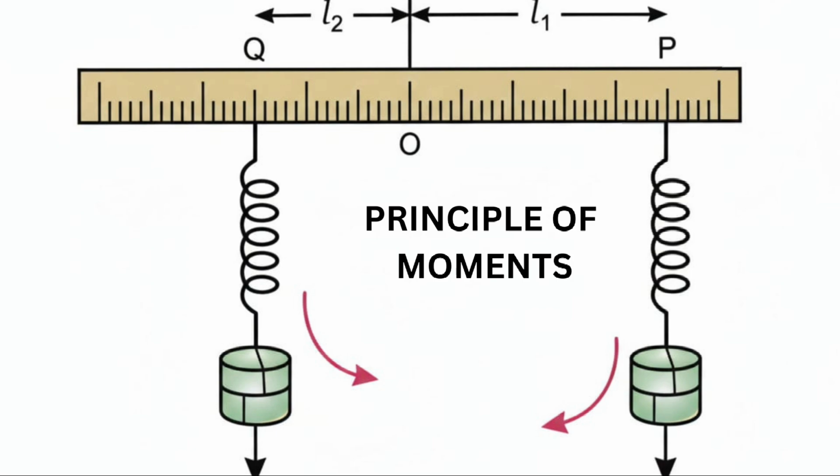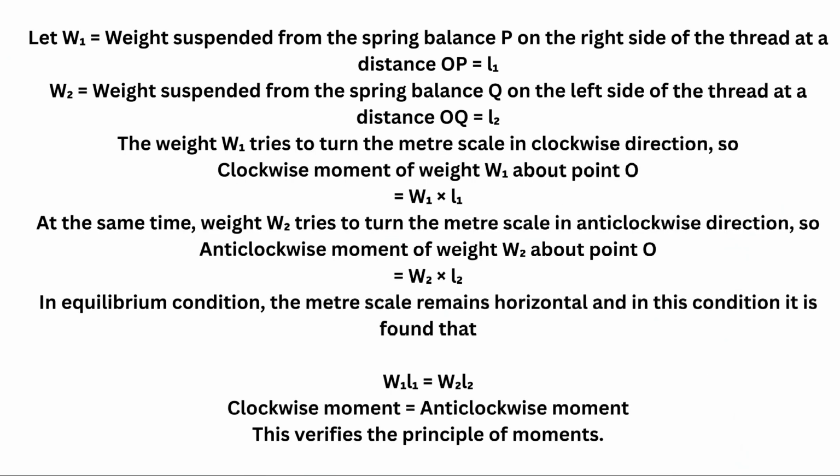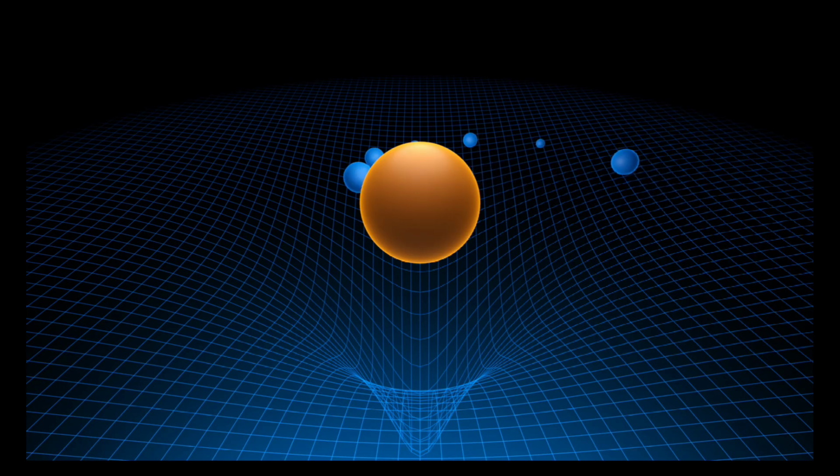Principle of moments states that if a body is in a state of equilibrium, then the algebraic sum of moments of all the forces acting on the body about the fixed axis of rotation should be zero. Thus, from the principle of moments, we can conclude that in the equilibrium condition of a body, the sum of the anticlockwise moments is equal to the sum of clockwise moments.